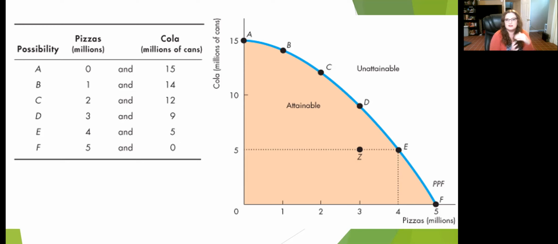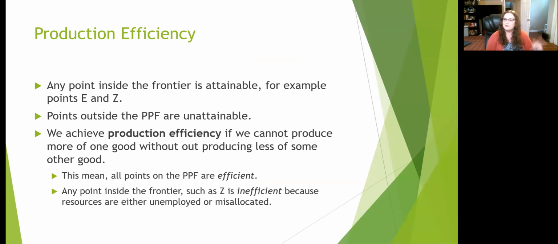Or I guess what is D? 9 million sodas and 3 million pizzas. I'm going to have to give up some pizza to make more sodas. When you have to start giving up something to make more of the other thing, this means that we're production efficient. We are doing our jobs correctly, and that's good.